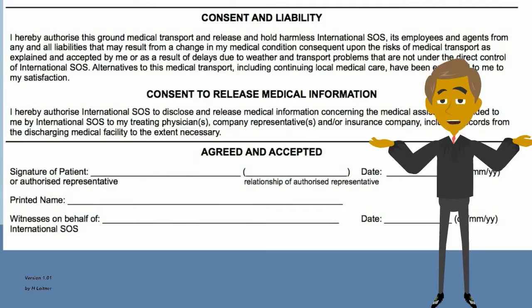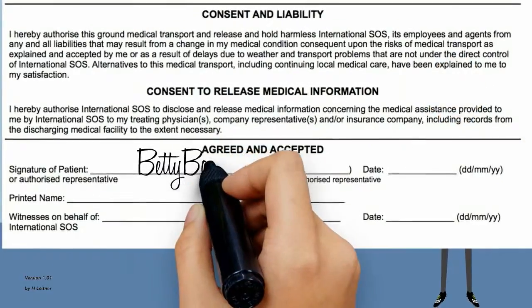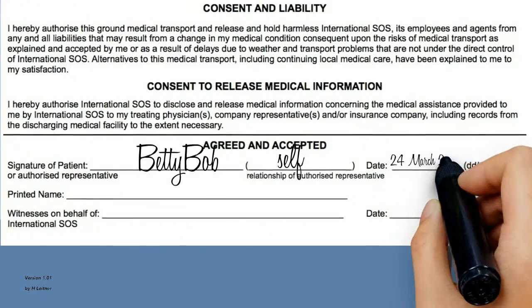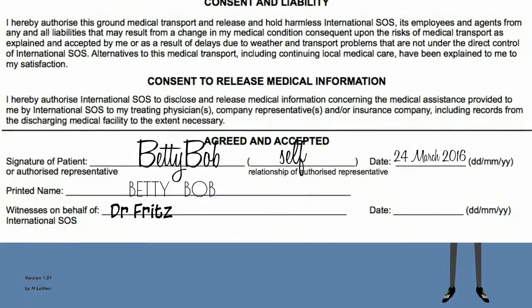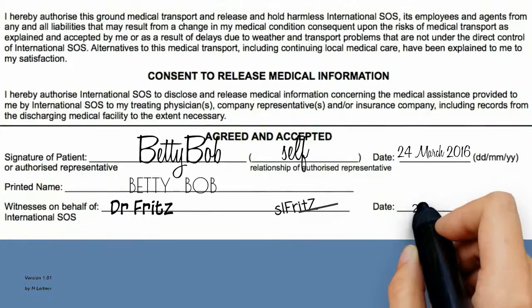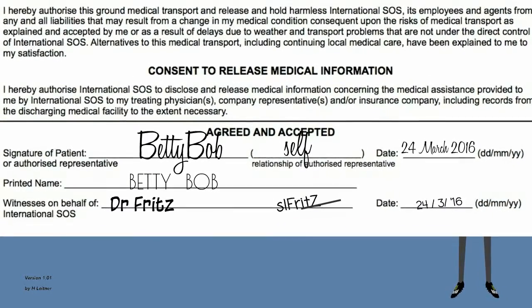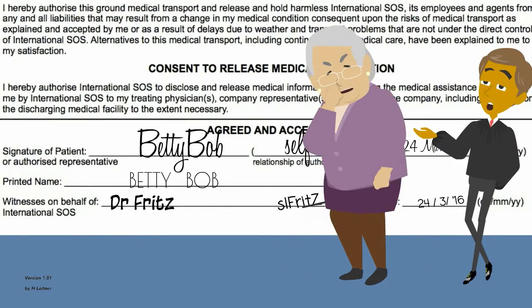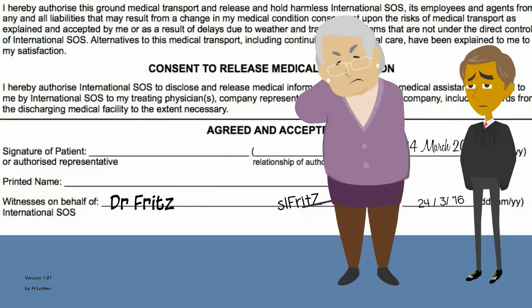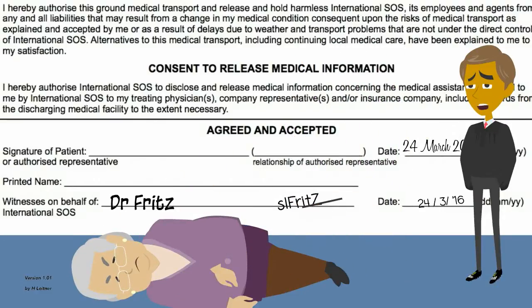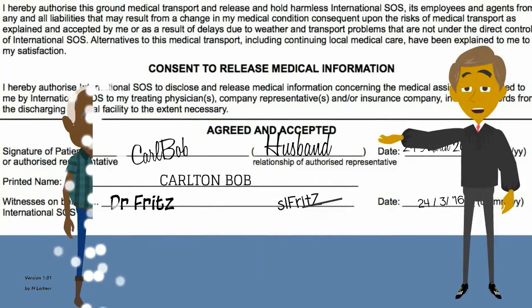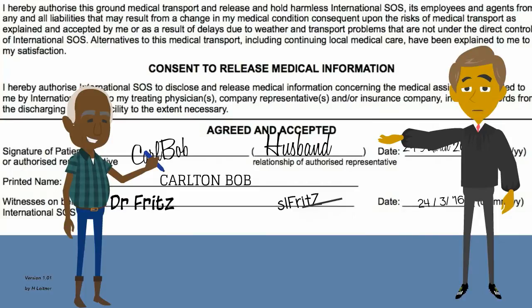So please pay attention. Betty signs herself, complete date. Betty prints her name. You print your name, your signature. Complete date. Betty may be too sick to sign the document. In that case, someone else, such as a family member, can sign. In this case, the husband, Mr. Bob, is signing on behalf of Betty. Betty's name does not appear here. Remember, Betty's name is still on the top of the form.